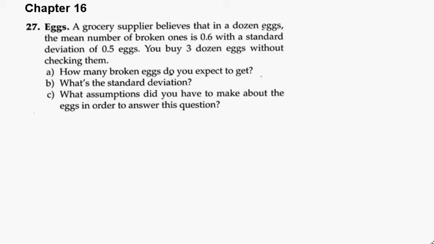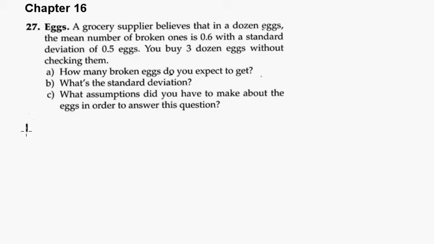This is problem 27 of chapter 16 from the textbook Stats: Modeling the World, 2nd edition. Okay, so we've been told that if you buy a dozen eggs, apparently, at least from this supplier, the mean number of broken eggs is 0.6.